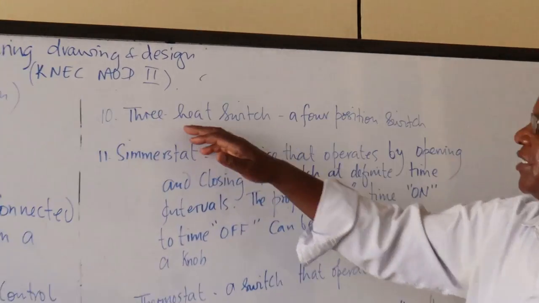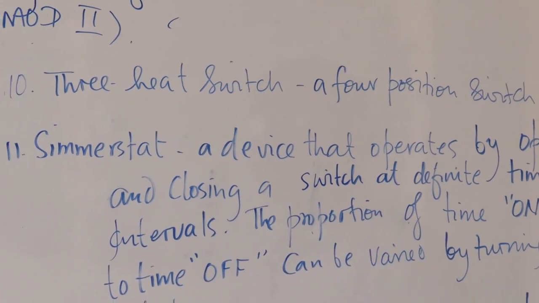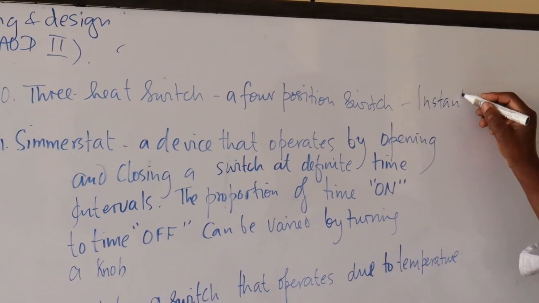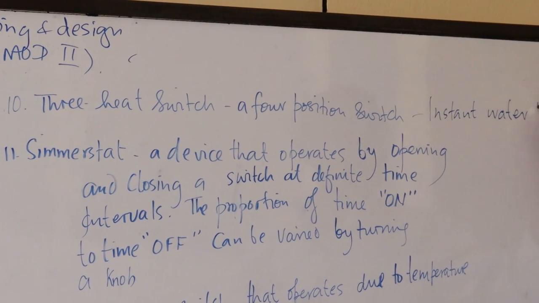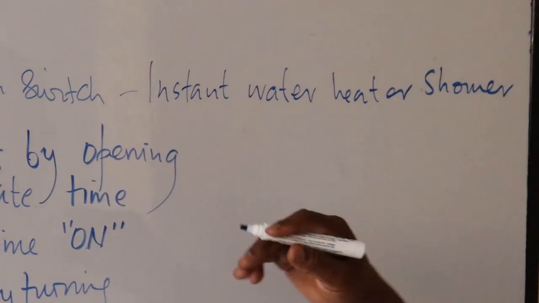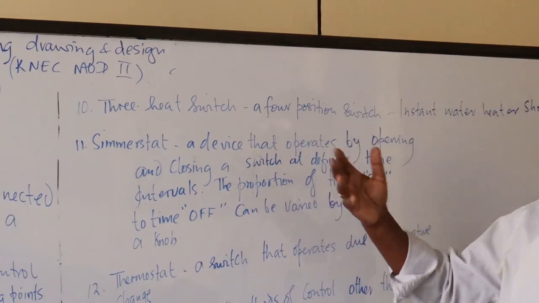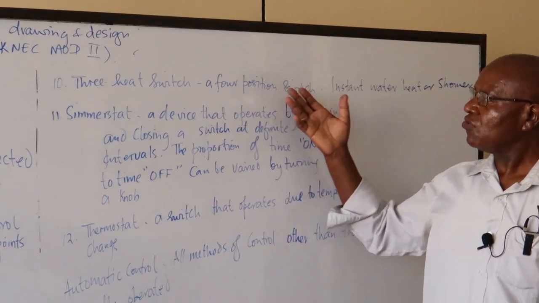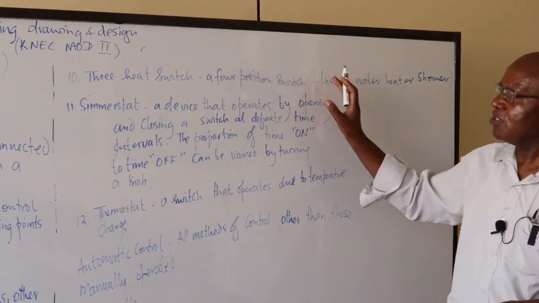Then we have got the three-heat switch. Now this one is a four-position switch, and this one in the domestic installation will be used in the shower room, in the instant water heater. Instant water heater, this one is for the shower. Or you can get different kinds of the heating. The off position, then maybe the two elements connected in series, the two in parallel, or use only one. Mainly used in the instant shower.